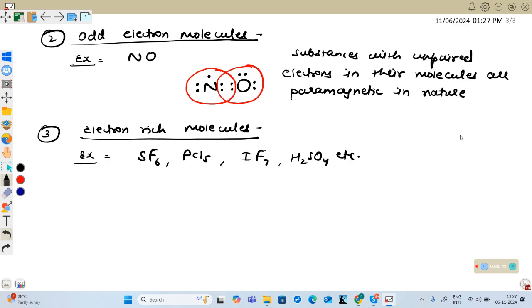Sulfur belongs to the oxygen family. This is the oxygen family, group 16. Group 16 elements.